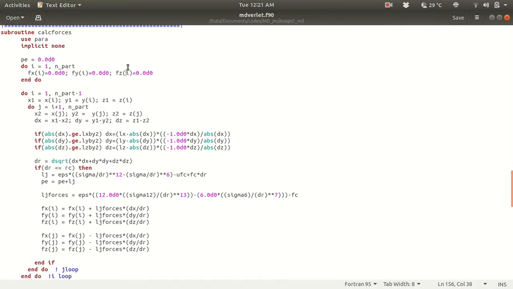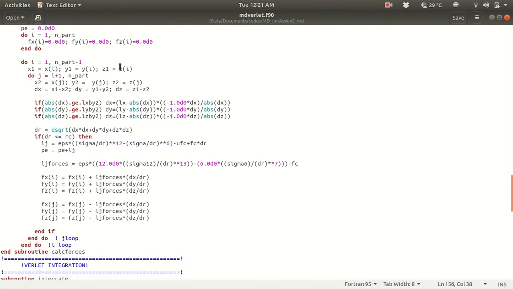So I have defined all of them to be 0 initially, and then I am going from I equal to 1 to n part minus 1, and I am defining x1 to be x of I, y1 to be y of I, and z1 to be z of I. Another variable inside the loop is j, which is going from I plus 1 to n part. So carefully notice this thing. I is going from 1 to n part minus 1, and j is going from I plus 1 to n part. Why is this necessary? Because we need to avoid double counting. There will be n into n minus 1 by 2 pairs, and we have to ensure that we are not double counting anymore.